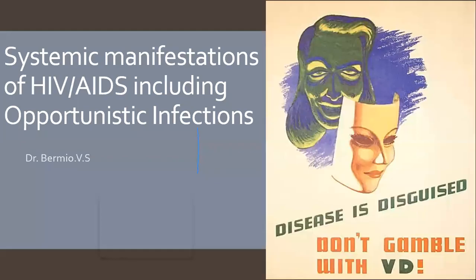Okay, so today's topic, the actual topic is systemic manifestations of HIV and AIDS, including opportunistic infections, but we'll be talking about HIV in general.